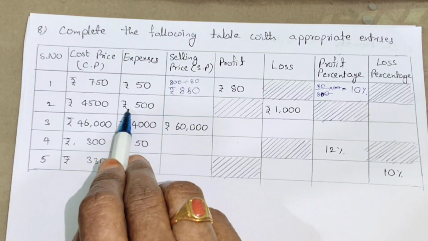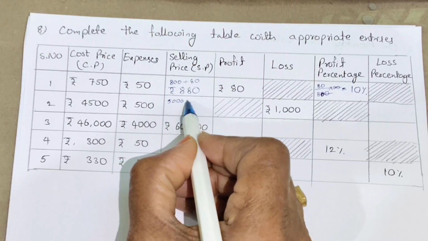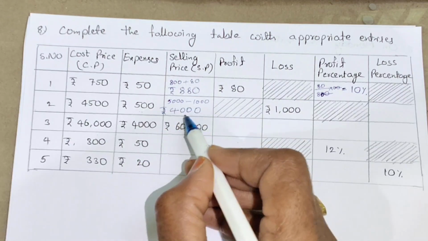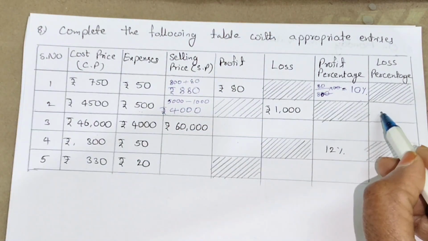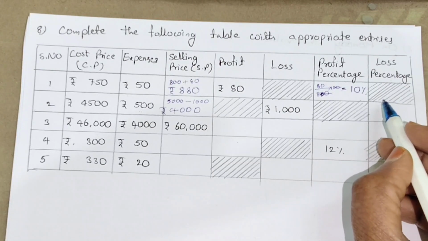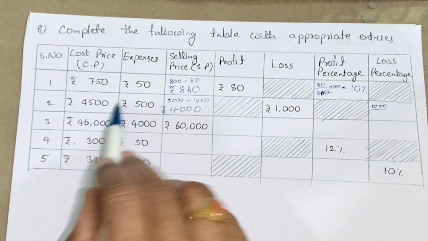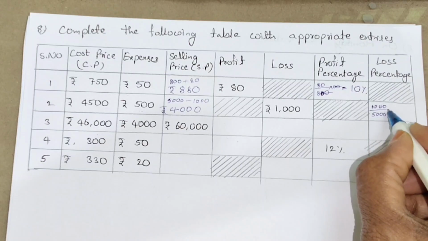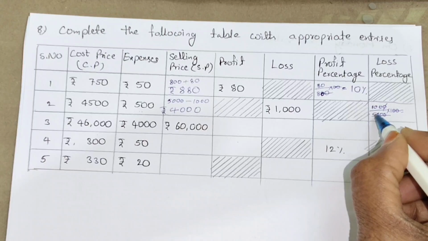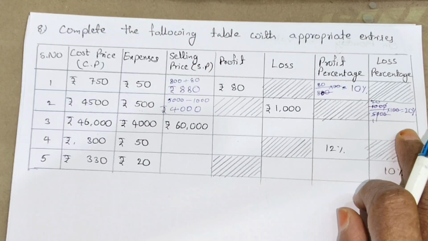So the total is 5000. The loss is 1000. Loss means 5000 minus 1000 equals 4000. 4000 is the selling price. Now we find the loss percentage. Loss 1000 rupees by cost price 5000 into 100. Two zeros get cancelled, this one cancels. So 5 ones are 5, 5 twenties are 100, 20 percent is the answer. Loss percentage is 20.